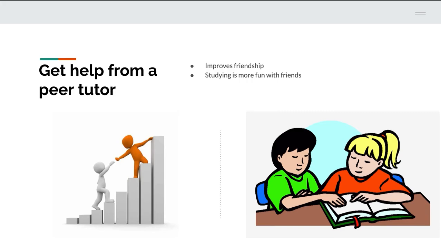2. Get help from a peer tutor. Getting help from a peer tutor is really good. You may have friends that are really good in a subject that you are not. Asking them for help will only strengthen your relationship, help you learn more, and make studying more enjoyable. Plus, it's a better alternative to paying a private tutor.